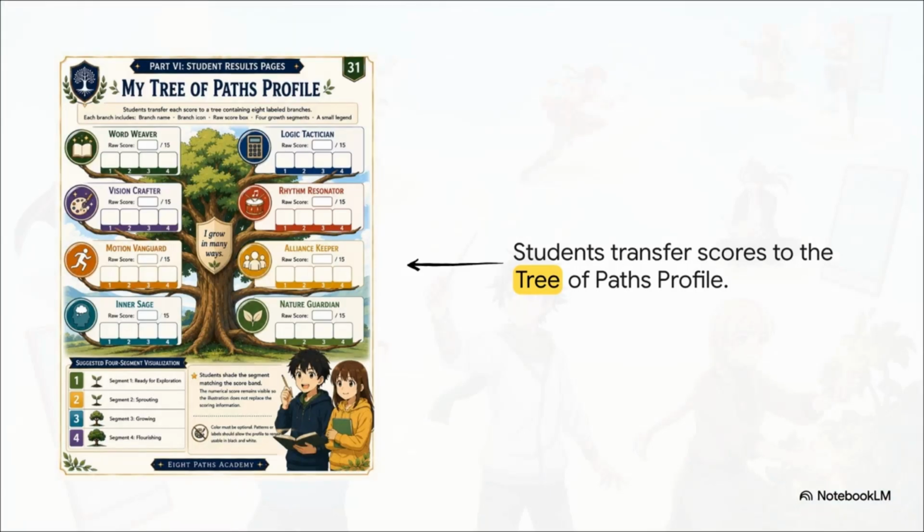Now, this step is where the magic really happens. Students get to take total ownership of their data by transferring those raw scores onto their own My Tree of Paths profile. They literally get to shade in the segments of their tree to visually see exactly where they are thriving right now. Say they scored a 14 as a vision crafter. They get to shade in all 4 segments of that branch. It's this highly tactile, visual reward that turns abstract survey data into a beautifully personalized map of their own mind.